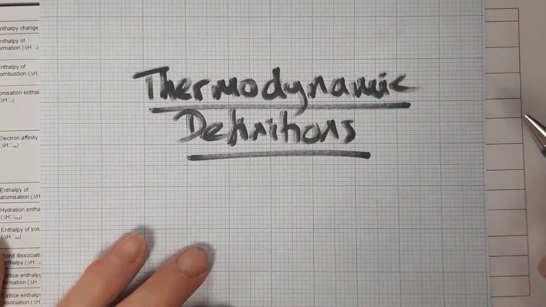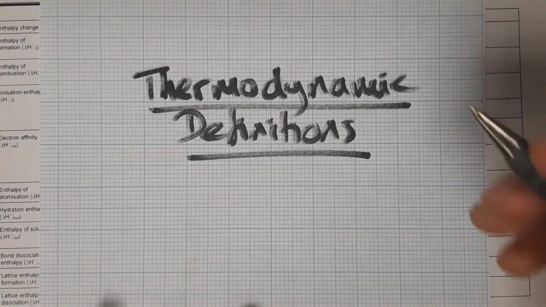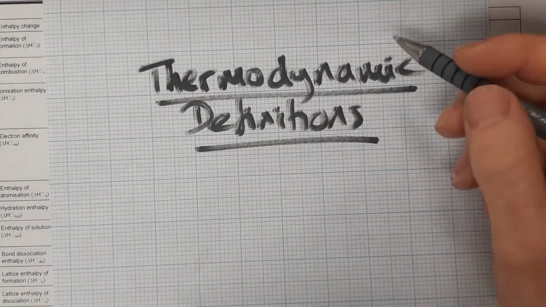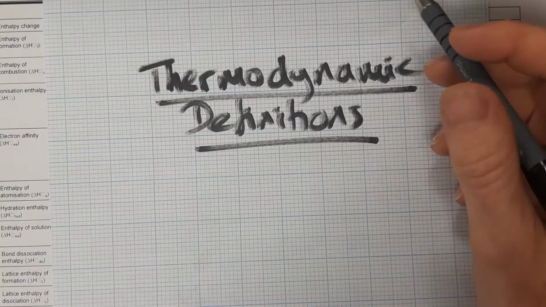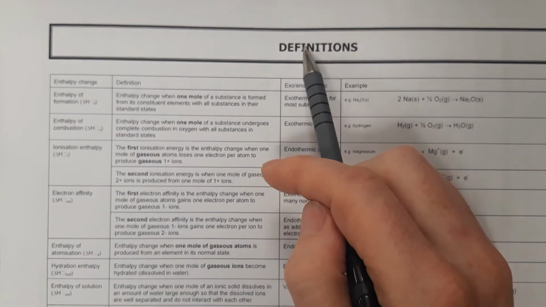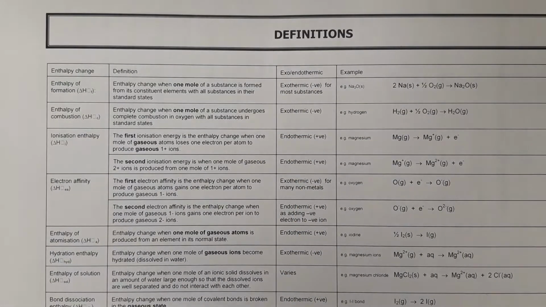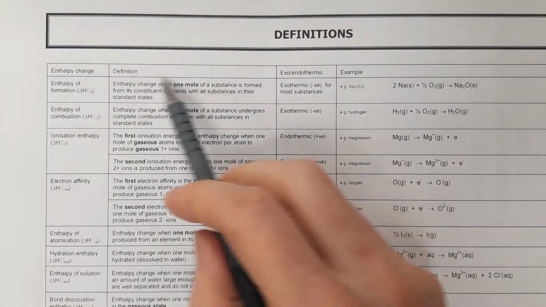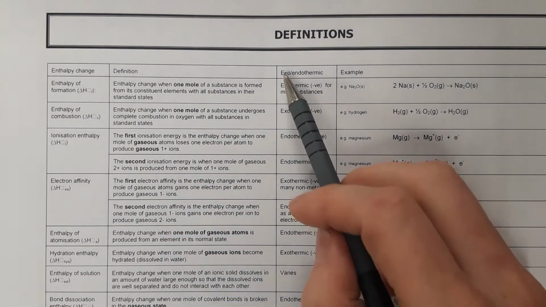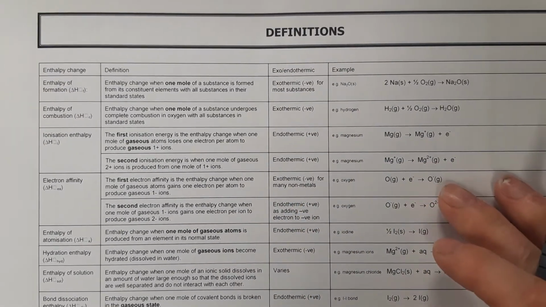Today I just want to set you up for this week's work, which is on thermodynamic definitions. What I've asked you to do is to learn some thermodynamic definitions and their accompanying equations. It's this sheet here, definitions, from the booklet in the close your work folder. You'll notice there is a word definition and an example. There's also a column that tells you whether it's typically an exothermic or an endothermic process.